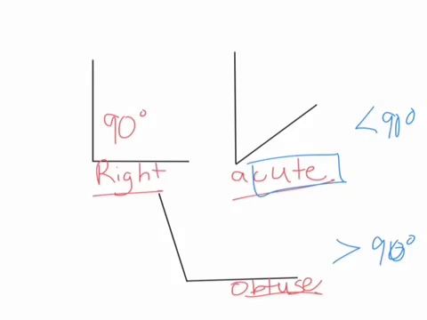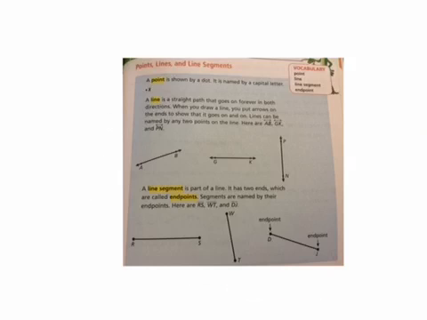But there are different parts of each of these angles. And we'll take a look at those next. So if you look at this workbook page, it talks about points, lines, line segments, and endpoints. So if you look at these definitions, it says a point is shown by a dot. It is named by a capital letter. So notice these dots here with a capital letter are called points.